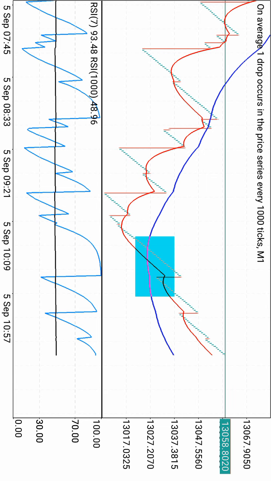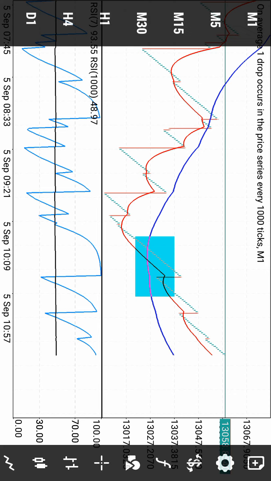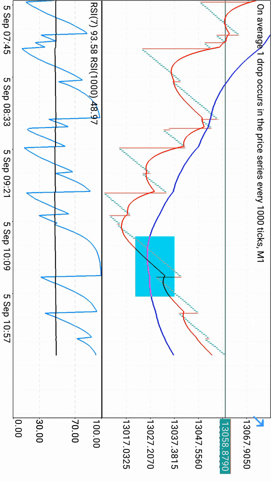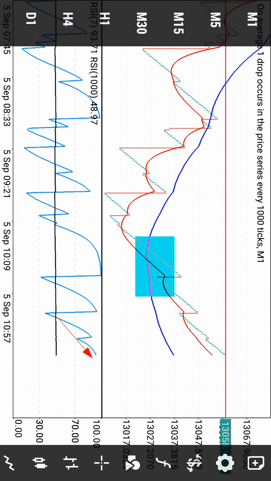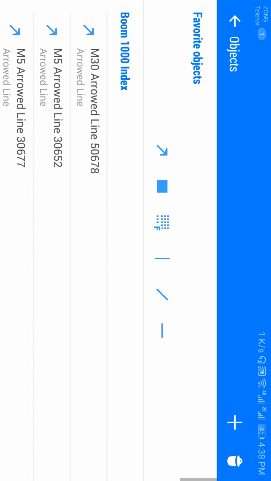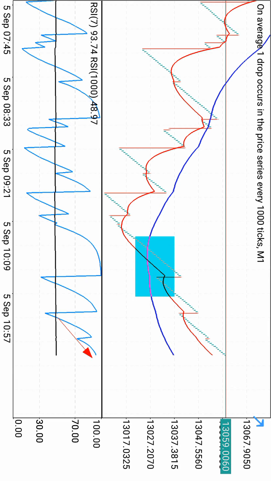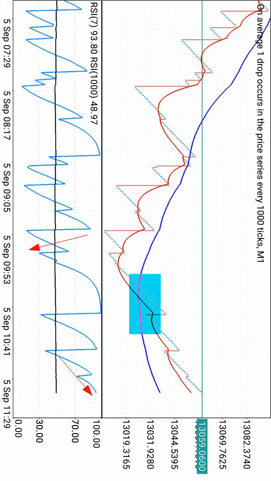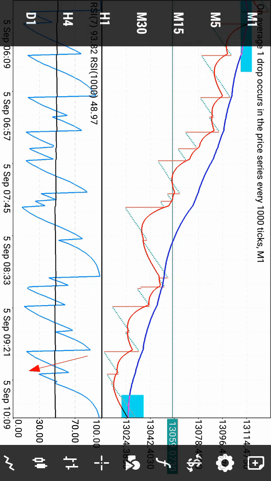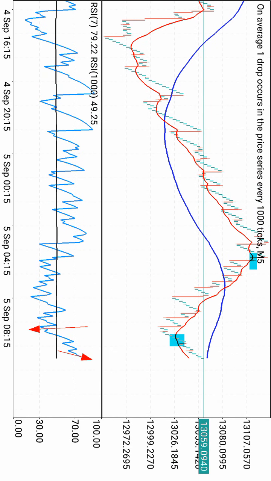So simply use this RSI 1000 as support and resistance. How are support and resistance going to work for you? Once the market crosses upward, it means buy. And once the market crosses and comes down, it means sell. Very simple. And for more accuracy, use the M5 time frame.